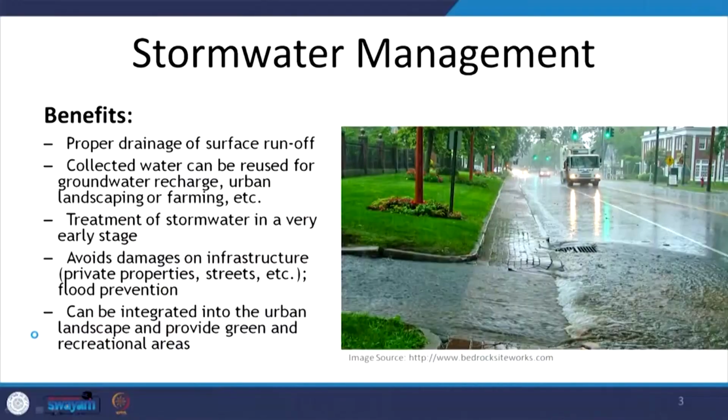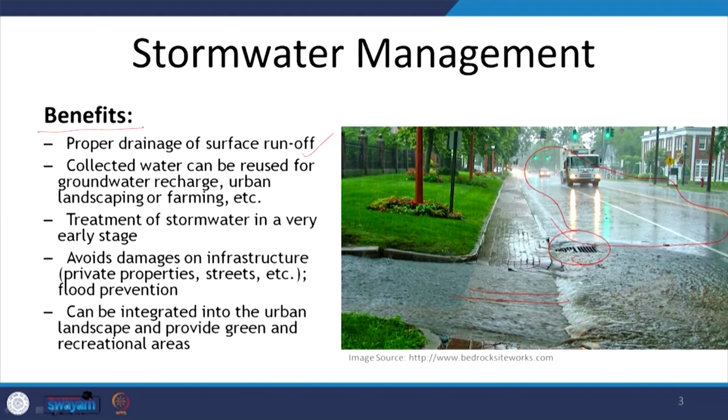Let us see what the components are when we are talking about storm water management and what all the parameters are which go into consideration. But before that, if we properly manage our storm water, it brings a lot of benefits to us. So, we have proper drainage of surface runoff. Whatever runoff happens, we can see that there is not much accumulation of storm water anywhere else because it has been well managed. So, there is sufficient volume of drain to take care of the storm water.